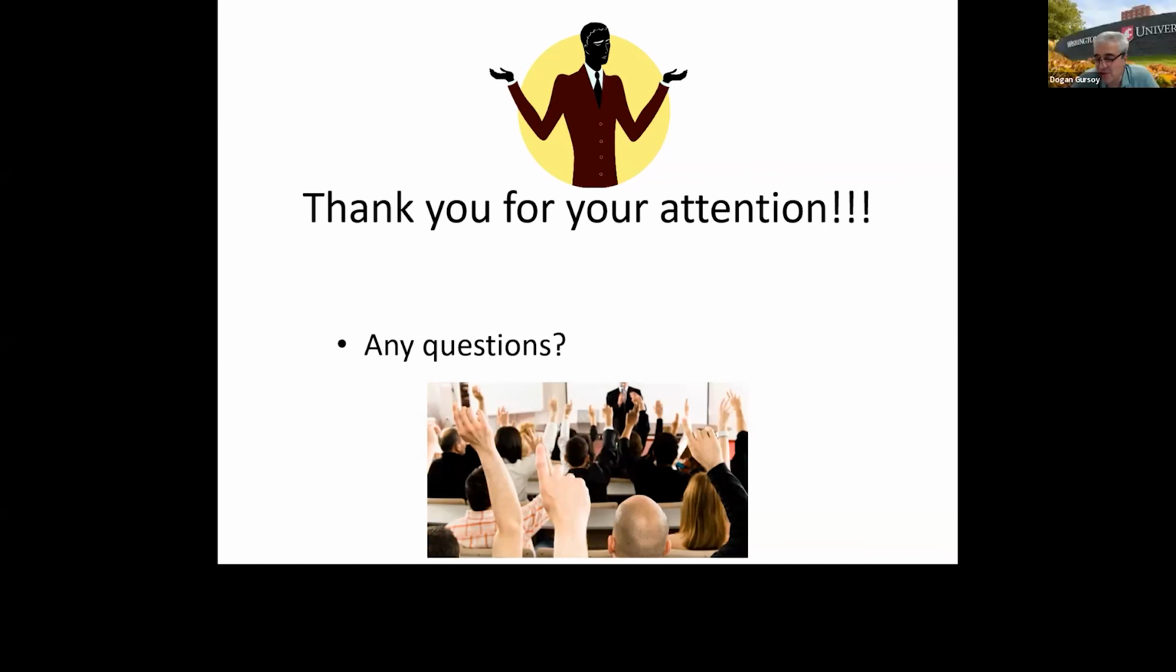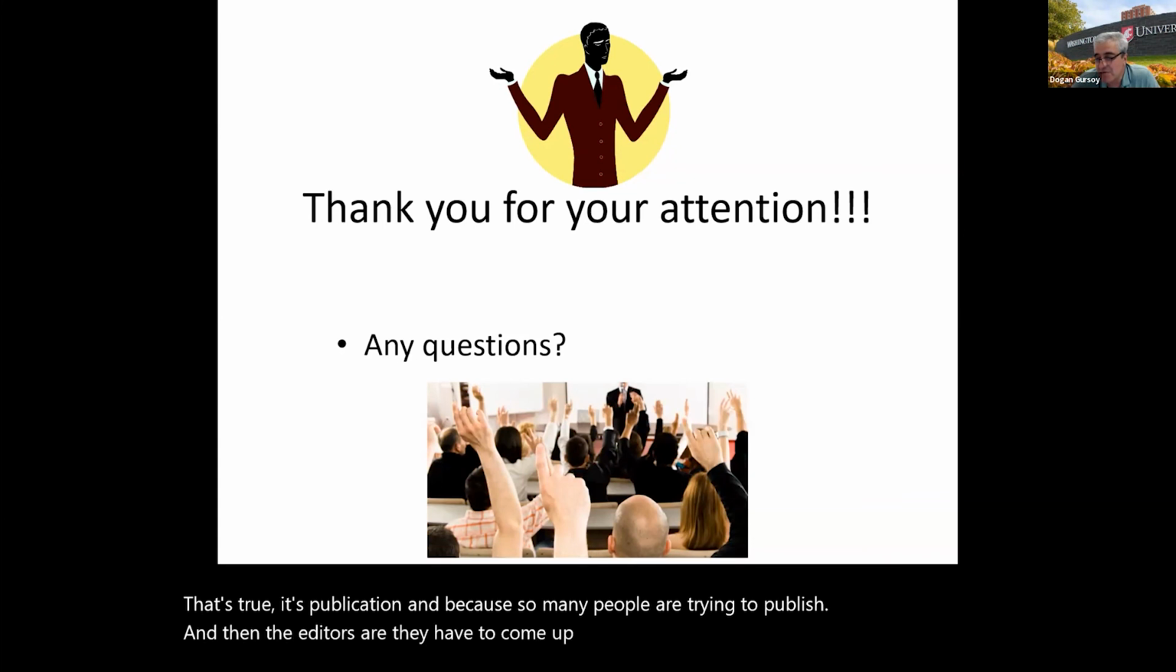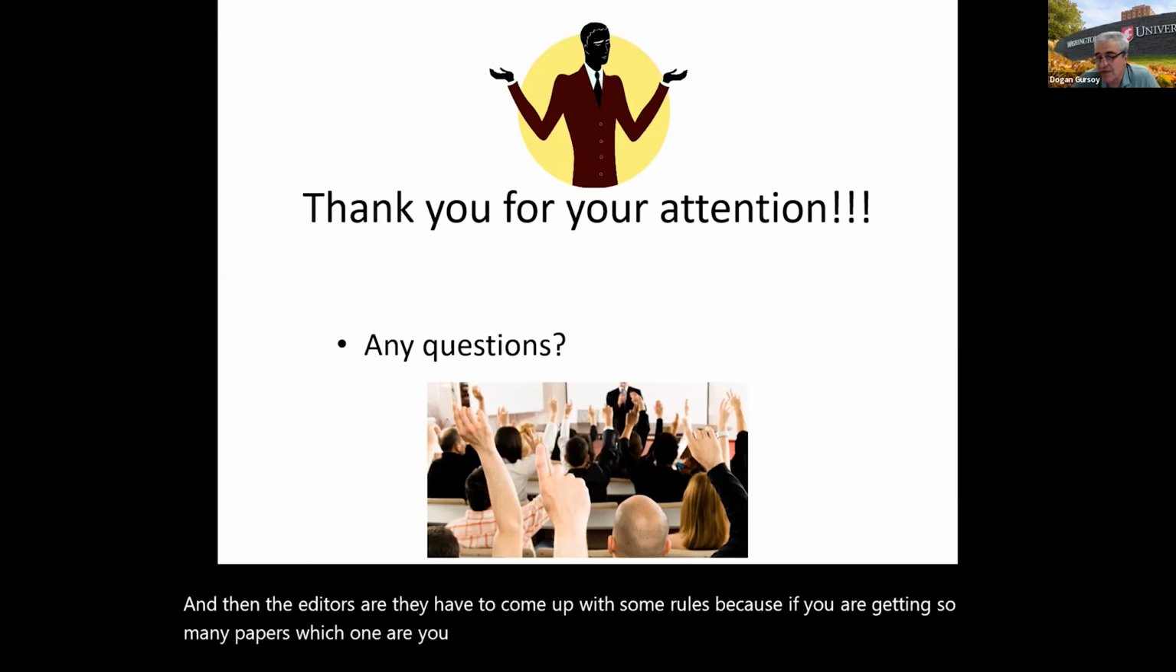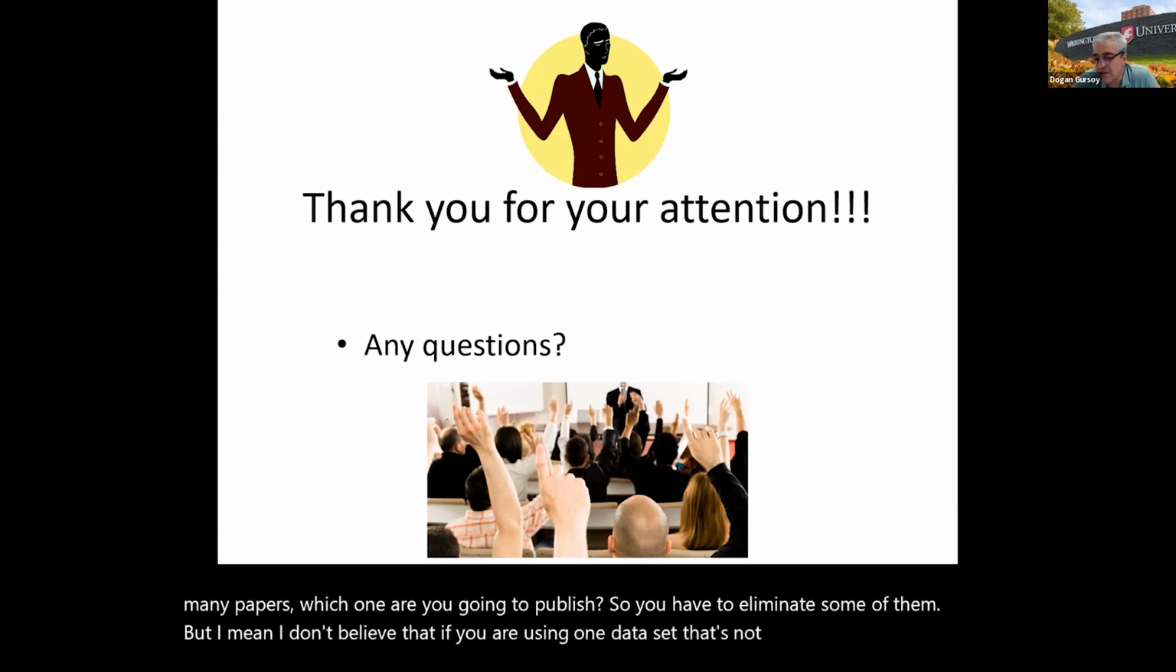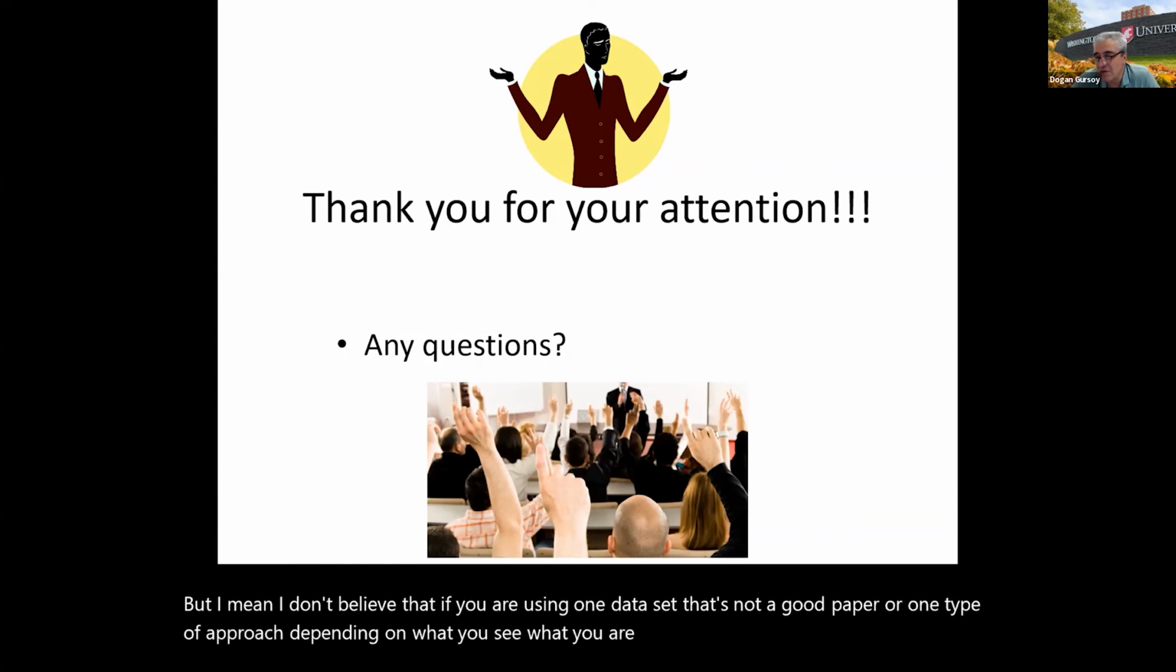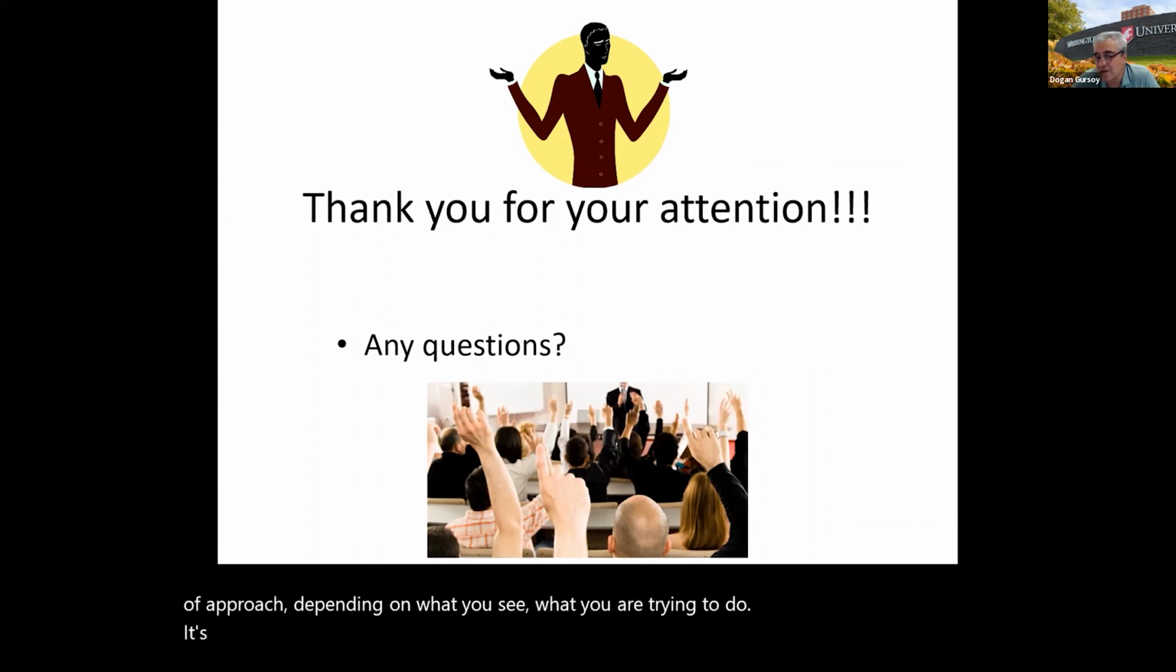Yeah, that's true. Publication is harder because so many people are trying to publish. And then editors have to come up with some rules, because if you are getting so many papers, which one are you going to publish? So you have to eliminate some of them. But I don't believe that using one data set or one type of approach makes a good paper, depending on what you are trying to do. It's case by case. It should be a case by case approach rather than a blanket statement.